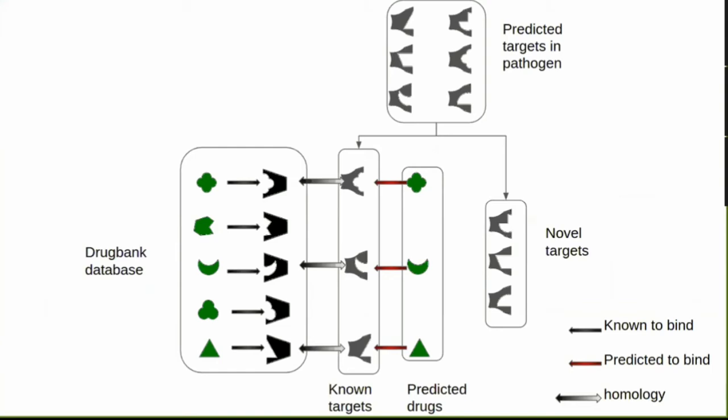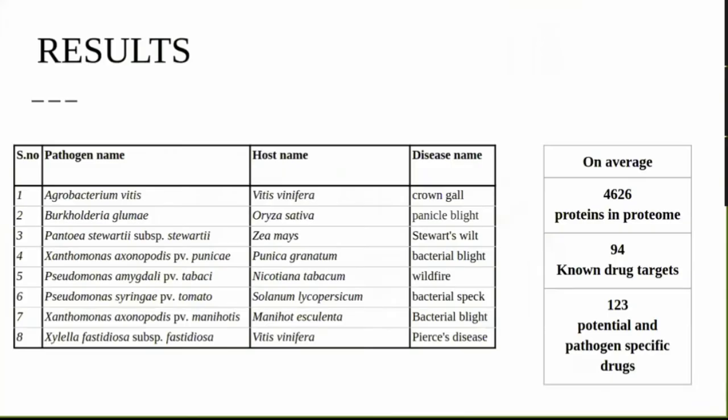Drug bank database contains a list of drugs and their respective targets which have been experimentally verified. If any of the proteins in the pathogen are extremely similar to the targets in the drug bank database, we can hypothesize that the same drug will act on this protein too. Such proteins and drugs are stored in the database. Till now, we have identified drugs and drug targets in 8 agriculturally important pathogens, and on average, there were 4,226 proteins in the proteome of the pathogen, out of which 94 were found to be known drug targets, to which 123 drugs were found to bind.